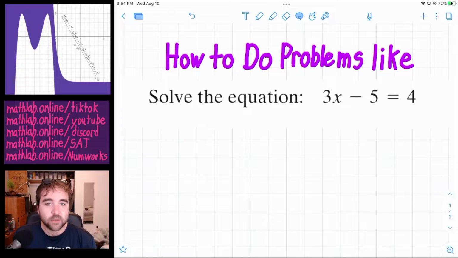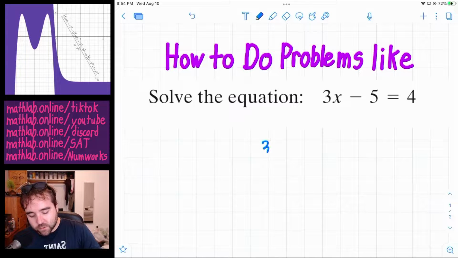Here's how you solve problems like this one. And we're going to use this as an example to kind of show how to solve any equation. So first off, we're going to rewrite the problem. We won't always do that, but we will this time. Make sure you do that correctly.